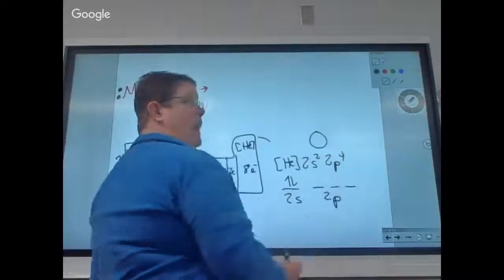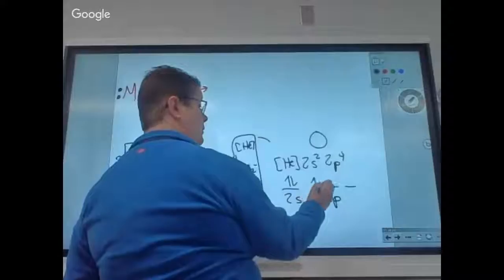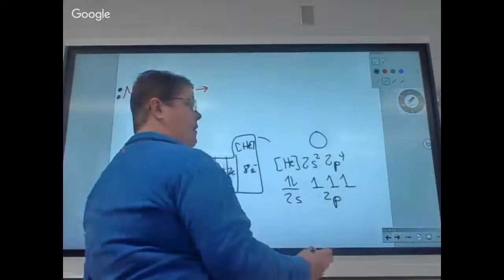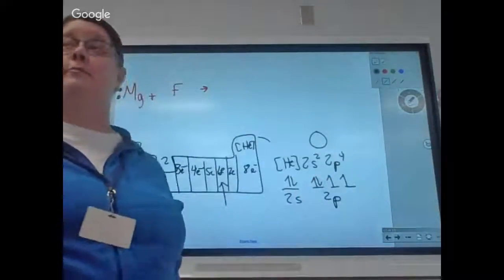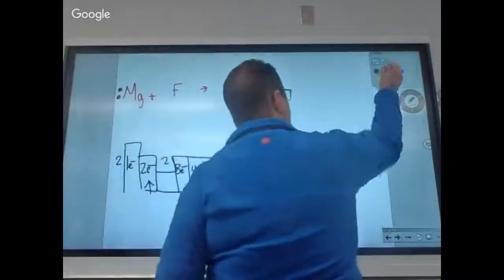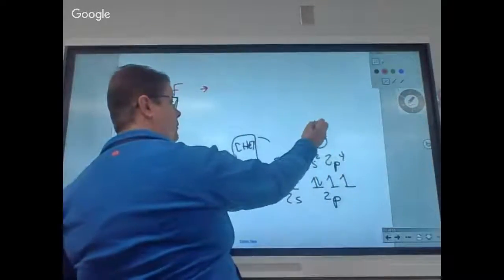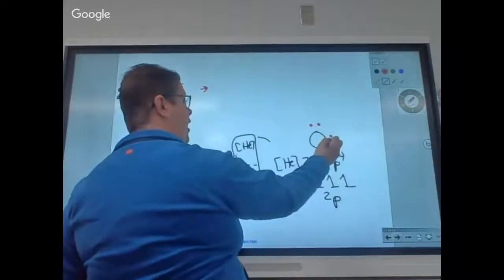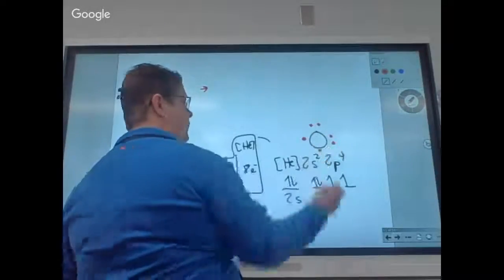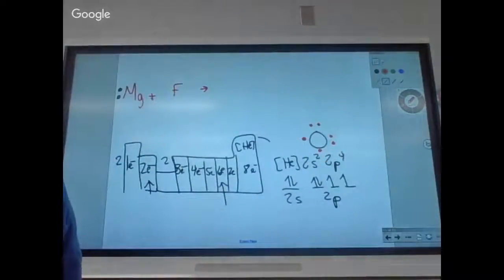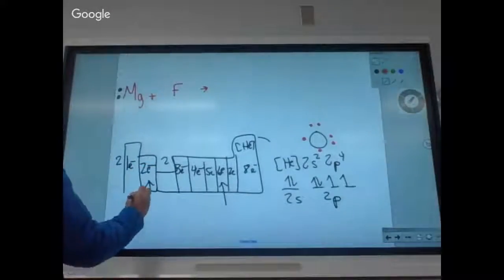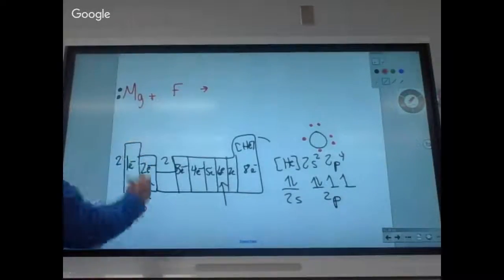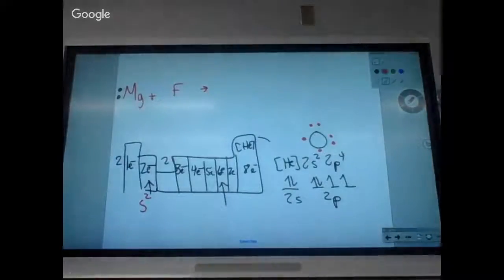How did the 4 go on the lines? 1, so 3, and then what happens to that 4th one? That's right. Now you got to draw the dots to mirror the arrows. So 2 of them got to share. There you go. That's what your dot diagram looks like. So magnesium is paired because it has 2, and it's an s2 in the whole column, and everybody in the s2 column is paired.